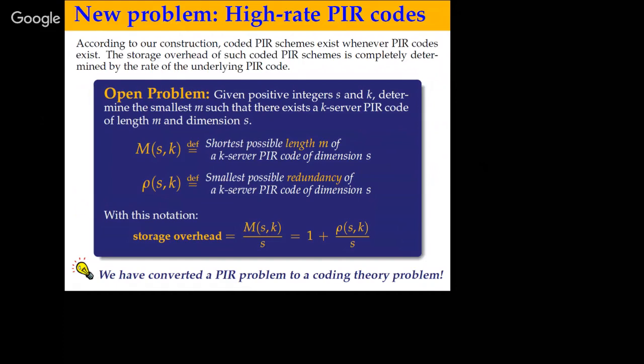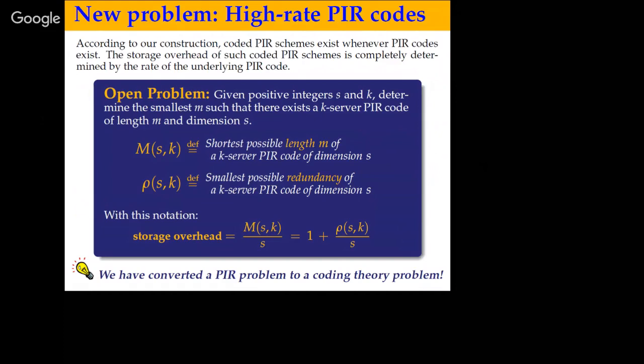And so let me introduce some notation, okay? I'm going to use these two, capital M of S and K. What is that? So you give me K, that's the parameter. That's the K-server PIR protocol that we're invoking. That's the number of disjoint columns. You also give me S, that's the dimension, that's the number of parts. And I want to know what is the shortest possible linear code I can get that has that K and that S. And I will call it capital M.